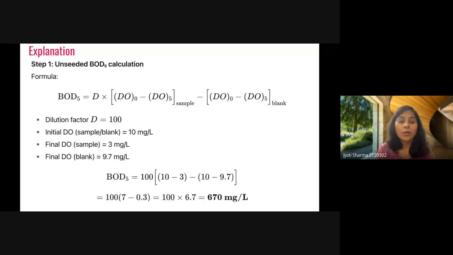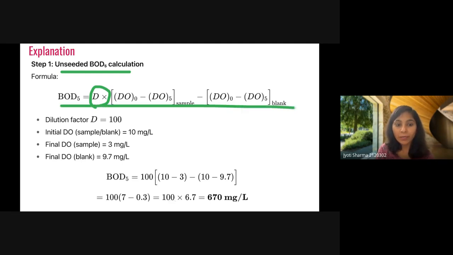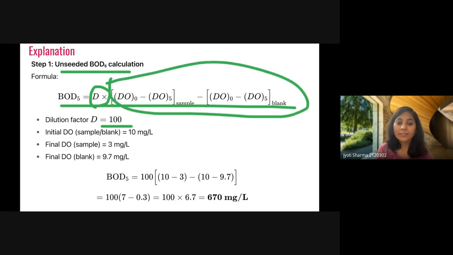Let me show you. The first case is, we need to calculate the BOD when there is no seed. Seed means we are not putting any seed into the dilution water, and that dilution water does not have any BOD. So this is unseeded. Because we do have the dilution but not any BOD of that, the formula will be D, the dilution factor, and simply what we already have seen, and this is how we will get the answer for the first part.